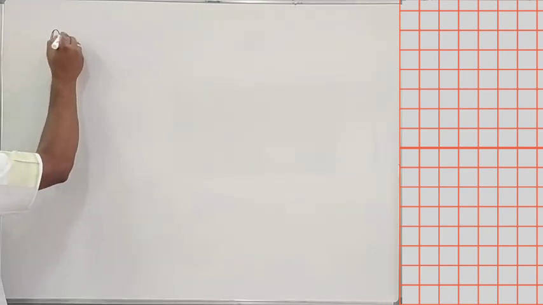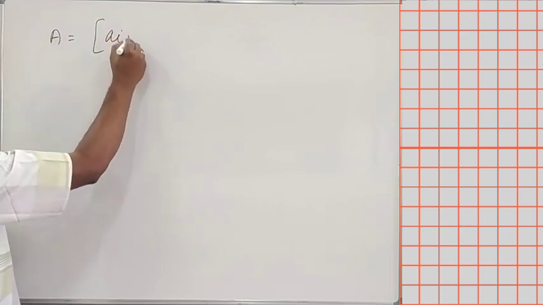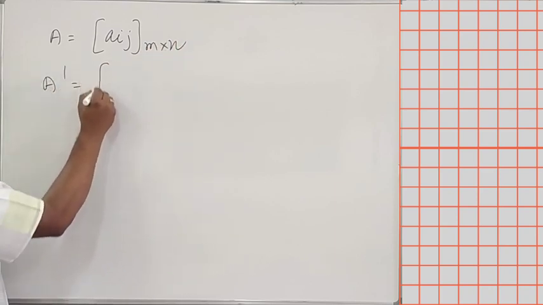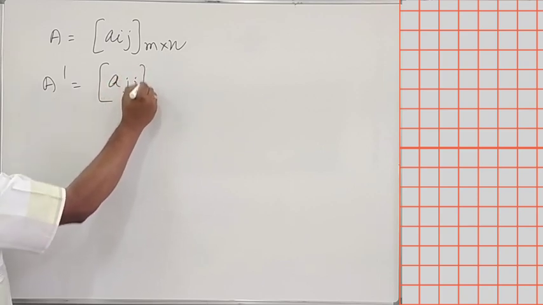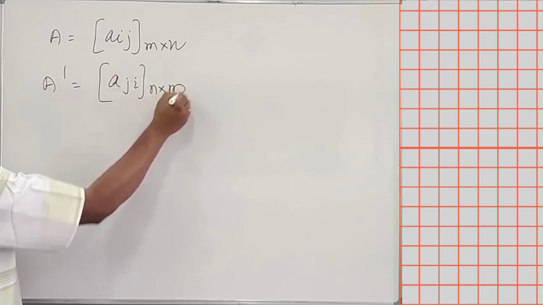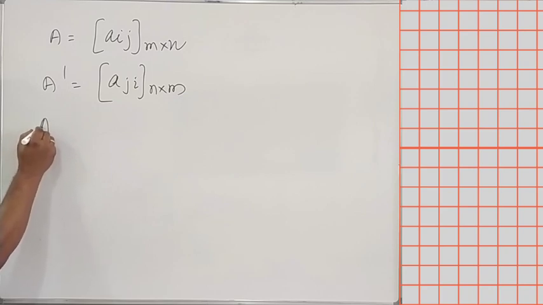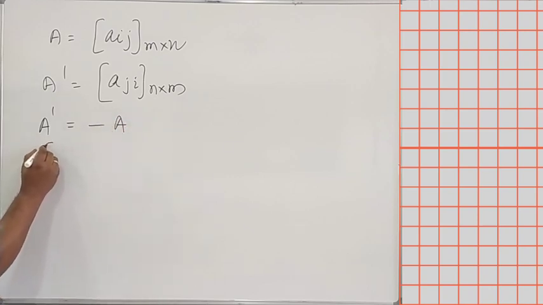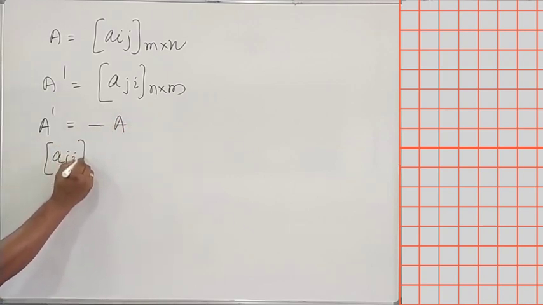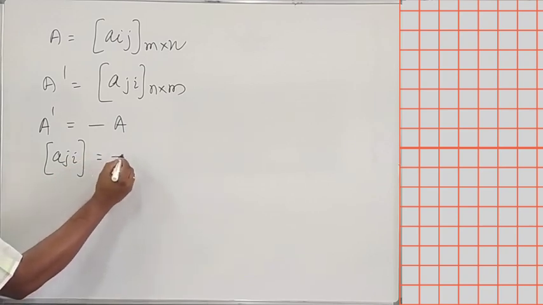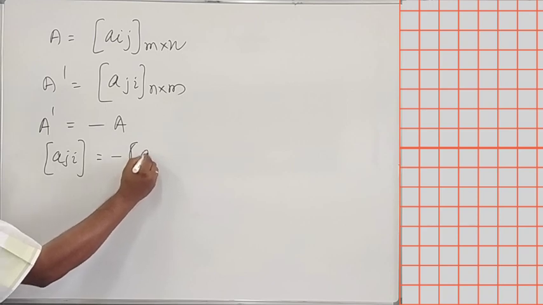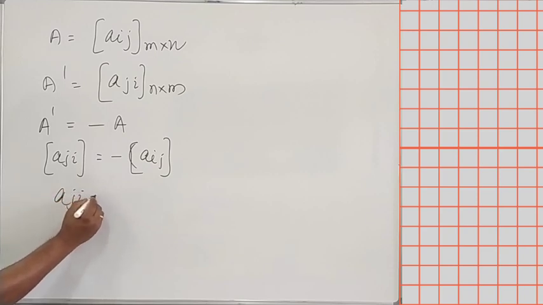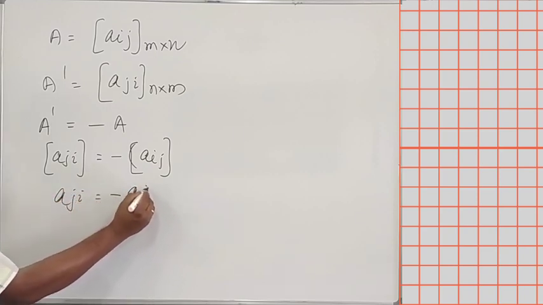That is, for the matrix A in the form Aij of order m by n, we know that A transpose is equal to Aji, and that's of order n by m. To be skew symmetric, A transpose should be equal to minus A, that is, matrix Aji should be equal to minus of Aij. In general, Aji is equal to minus of Aij.